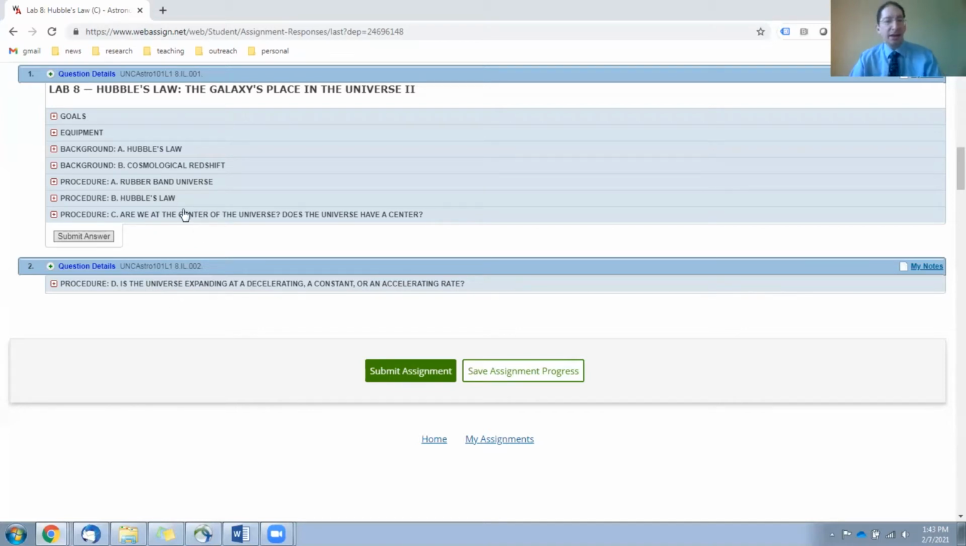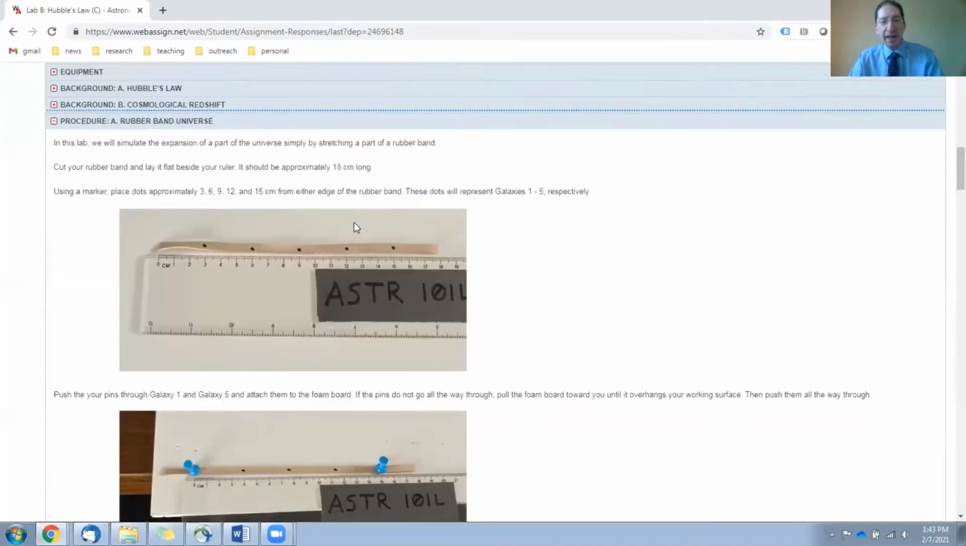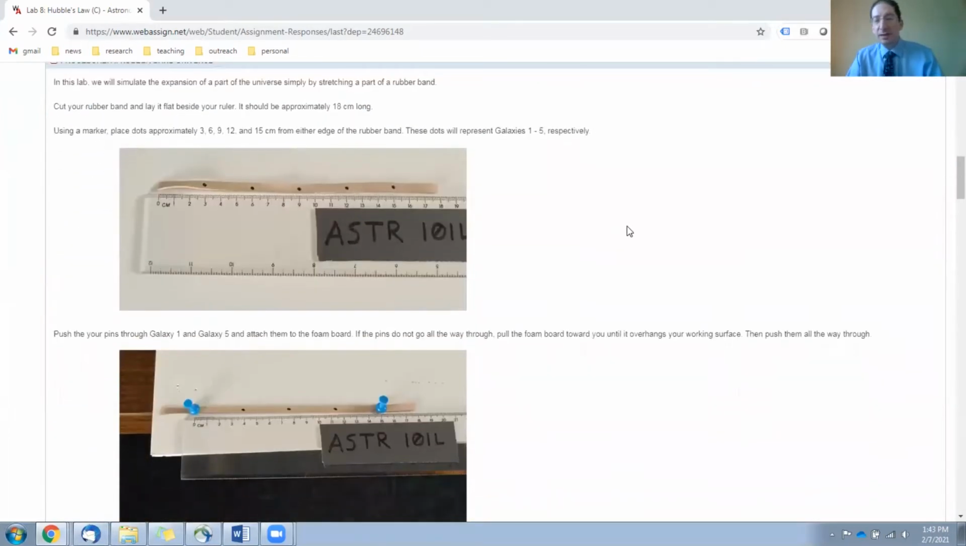Okay, let's take a look at procedure section A. So in this lab, we're going to simulate the expansion of space with a rubber band. So in this section, you're going to prepare your rubber band. You can see we have dots on the rubber band that represent galaxies, but the galaxies don't move through space. Rather, space will expand, pulling the galaxies apart from one another.